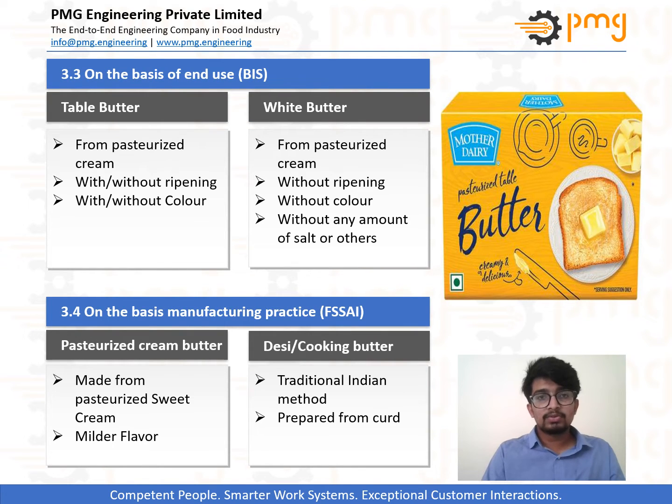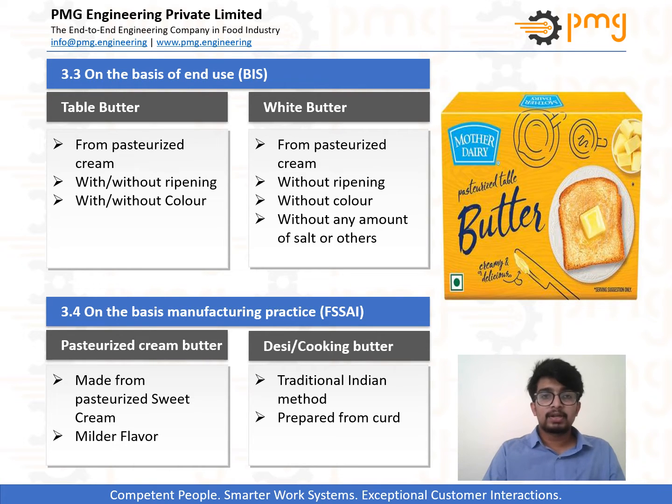On the basis of the end use, butter is classified into table butter and white butter. As the name suggests, table butter is used for direct consumption with bread and toast, etc. It is generally salted. And white butter is generally used for the manufacturing of ghee and it does not contain any other additives. And FSSA has classified butter on the basis of their manufacturing practice.